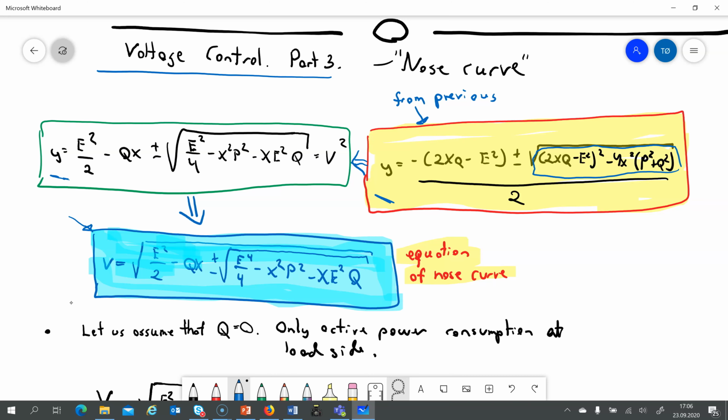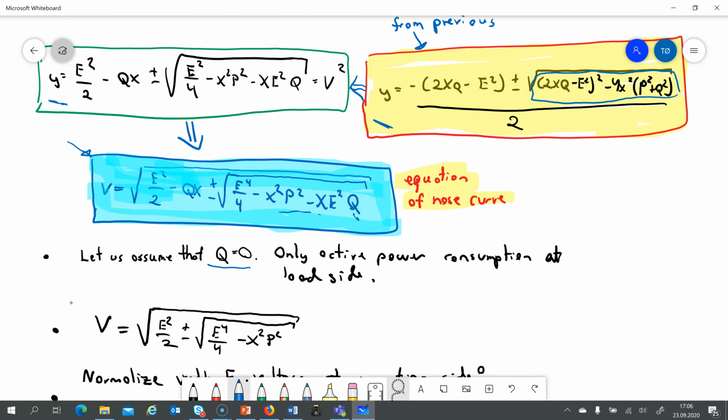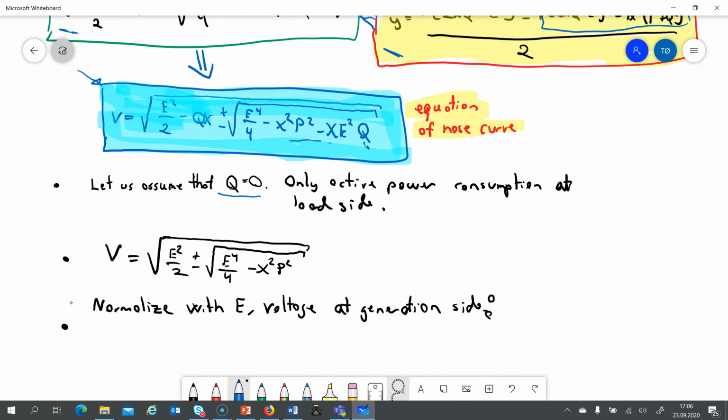You can see you have a square root of the whole equation, and you also have a square root of the inner part here. We have also seen what the physical solution was on those inside here. Now to see some extreme points on this curve, firstly, we can assume that the reactive power is 0. Then only active power consumption is done at the load side. If you do that, the equation simplifies down to this here.